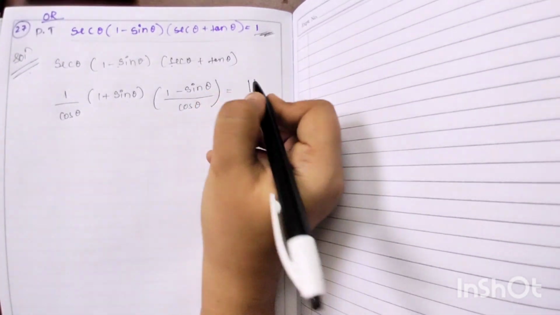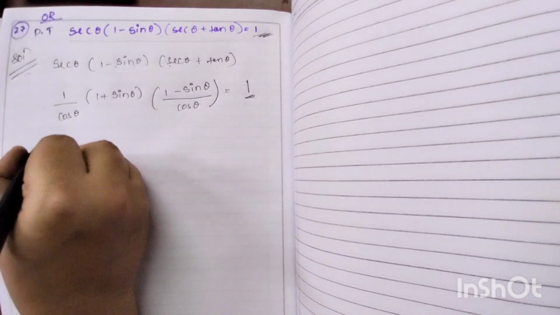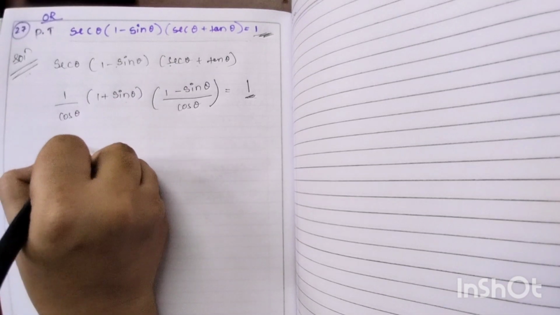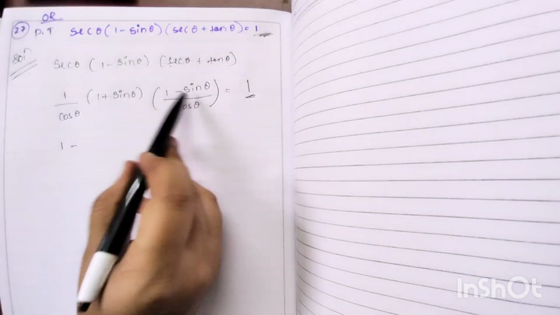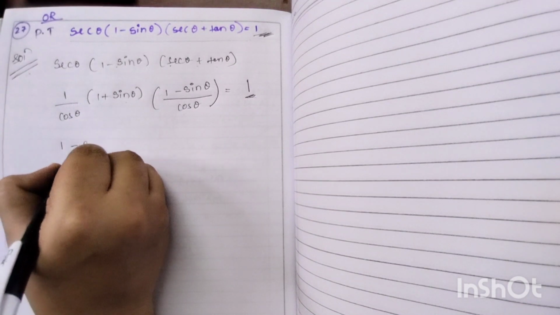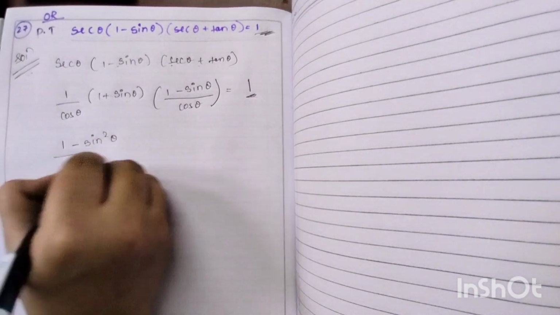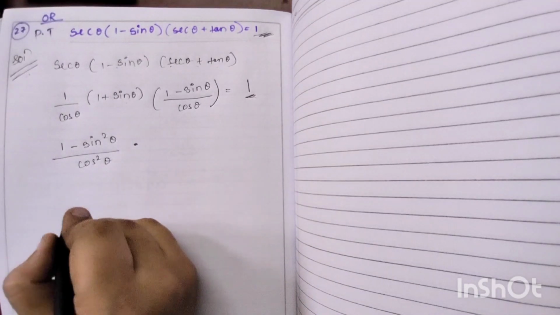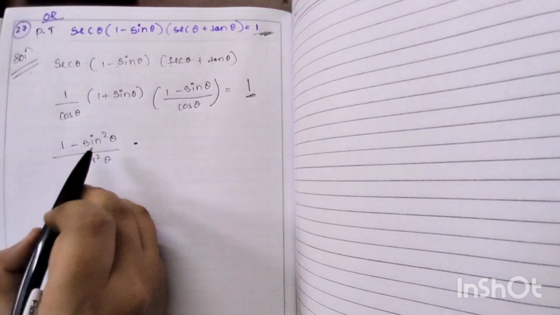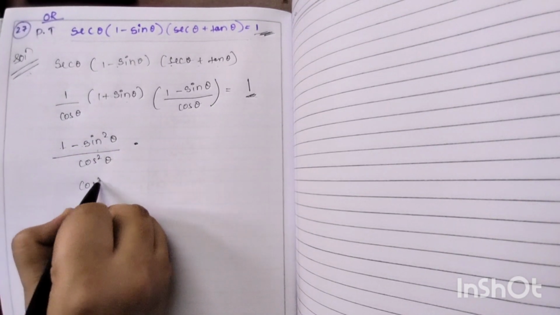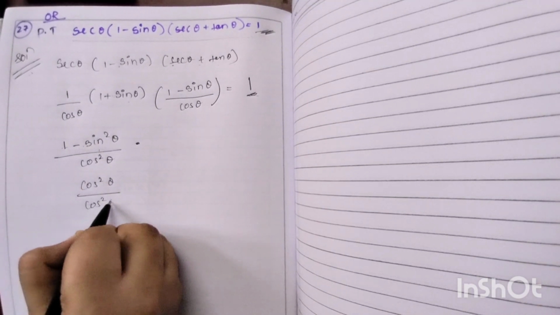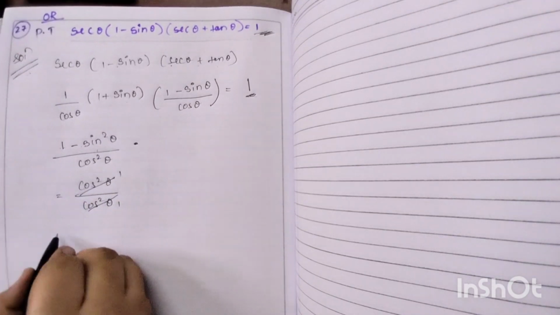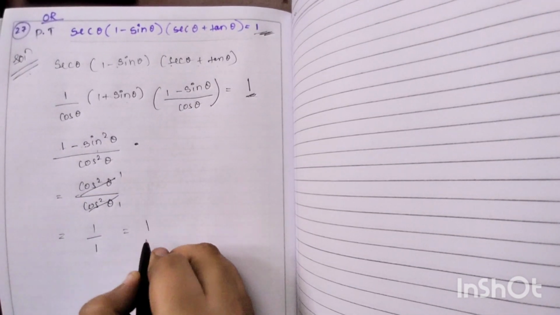Okay, that is equal to 1, that we have to prove. Now by LHS, if we just cross multiply them, we will get (1 minus sine square theta) divided by cos square theta is equal to 1, that we have to prove, right? Now 1 minus sine square theta is nothing but cos square theta divided by cos square theta. Cos square will get cancelled. Cos square ones are, cos square ones are. So 1 by 1, that is nothing but 1. We got the answer.